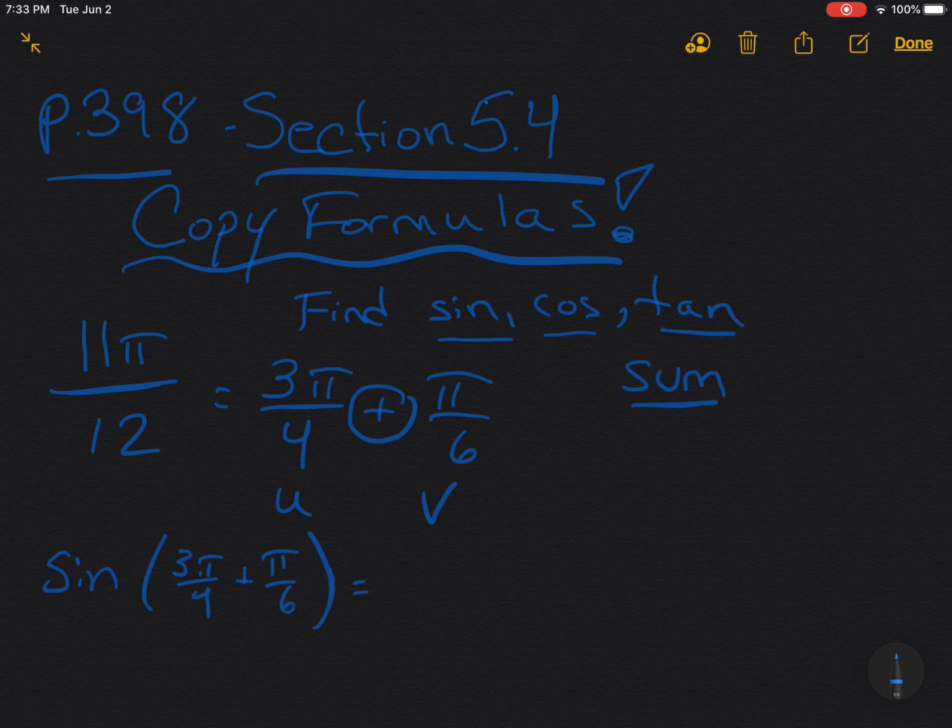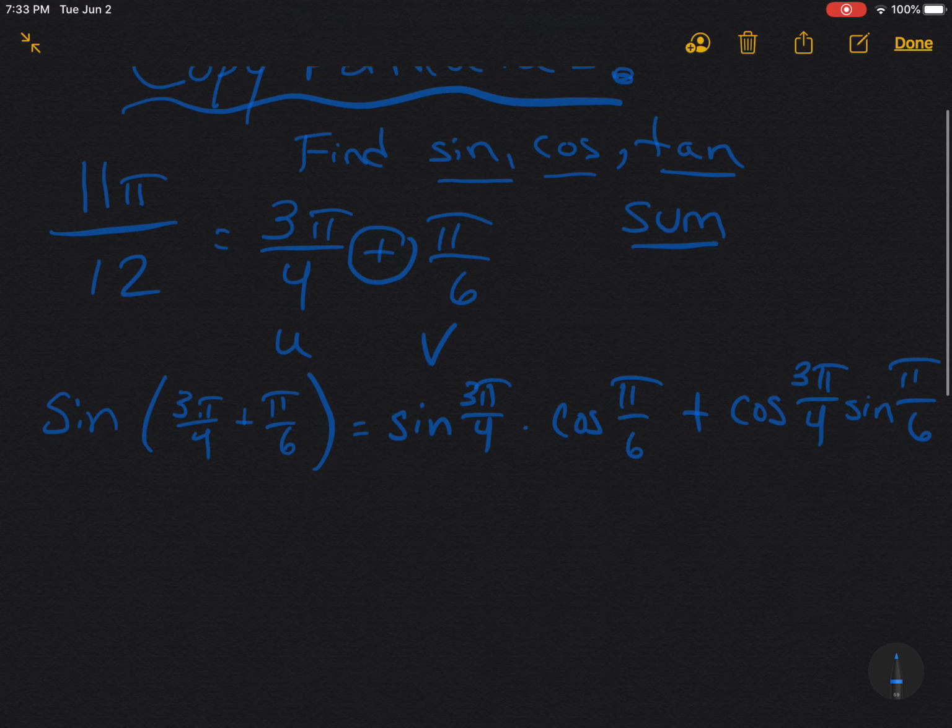And now just go ahead and plug in these values in your formula. So the formula says sine U, so sine of 3 pi over 4, times cosine V, pi over 6, plus cosine U, sine V. And you guys, by the way, are very lucky that you're home, because in school, whenever I do this lesson, oftentimes these formulas get confused because they're very similar.